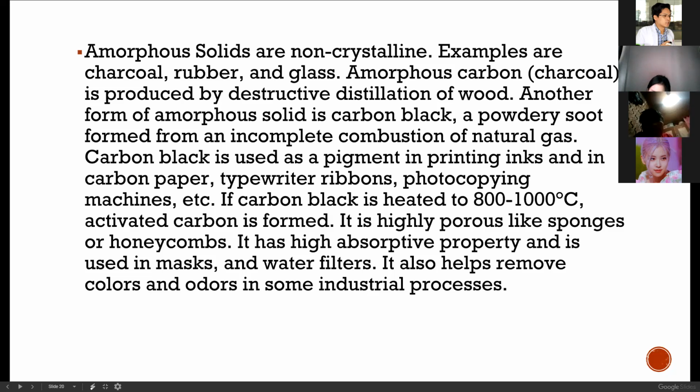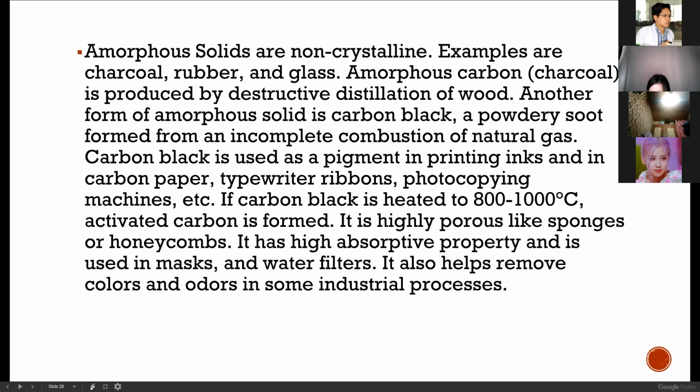Okay. Amorphous solids are non-crystalline. Since they don't have a definite form, they're usually carbon. Charcoal is produced by destructive distillation. Yes, that's one of the amorphous solids. Glass, okay. Carbon black, powdery soot. Are you familiar with the soot?